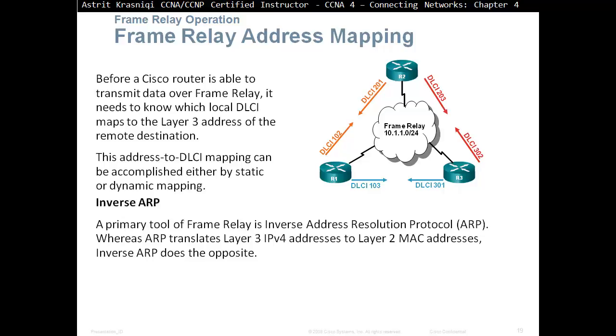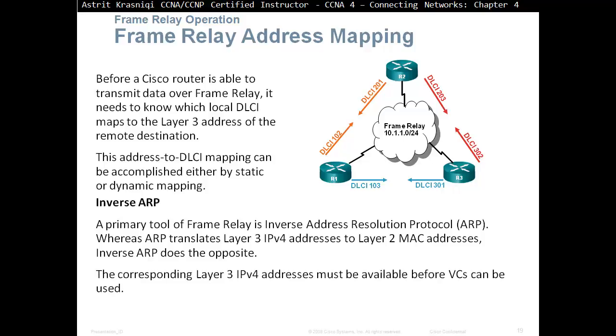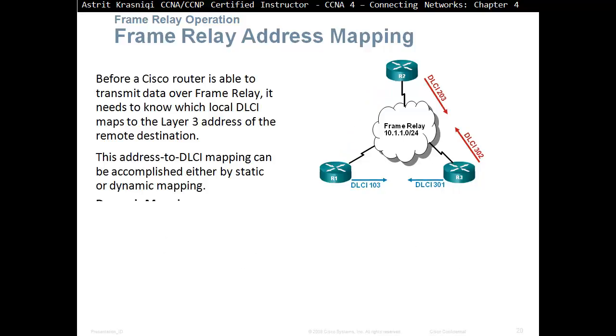Inverse ARP. A primary tool of frame relay is inverse address resolution protocol, or inverse ARP. ARP translates layer 3 IP addresses into layer 2 MAC addresses. Inverse ARP does the opposite. The corresponding layer 3 IPv4 address must be available before the virtual circuit can be used.